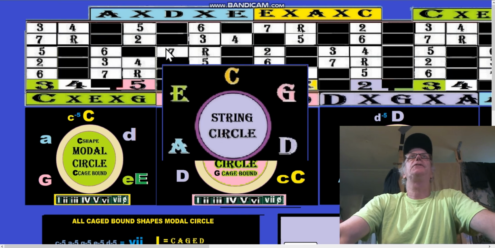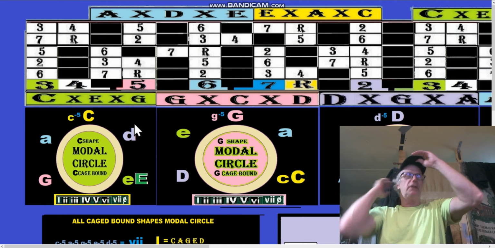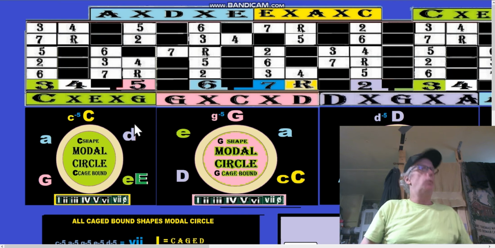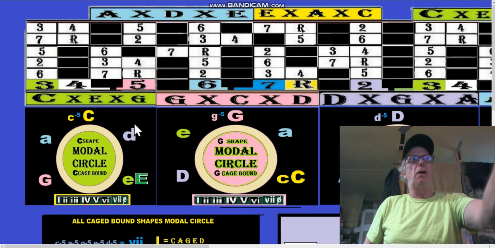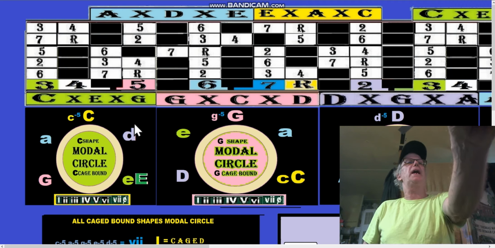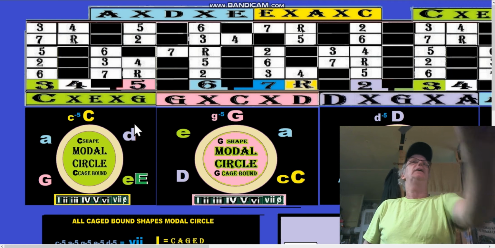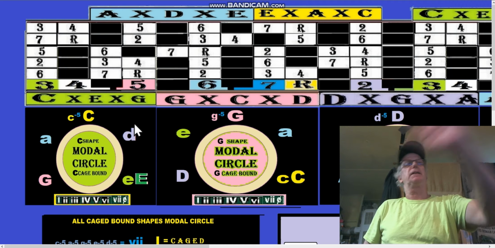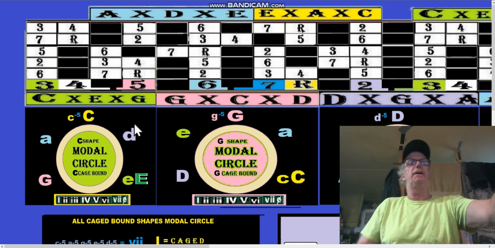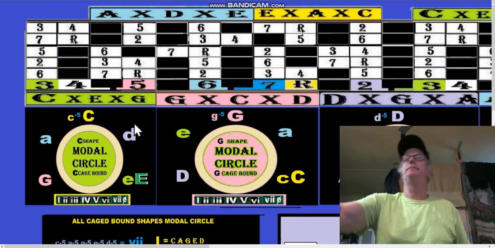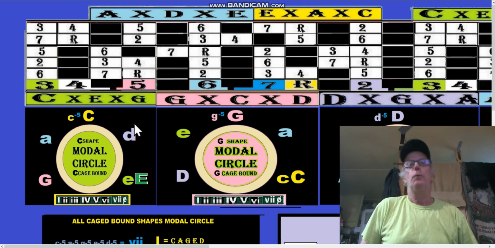Okay, so let's hope we're done with that. It's still making me scratch my head. I still had to find out, what about the modes? Because the string circle gives us this pentatonic thing or this thing in fifths, that kind of thing. What about the modes?